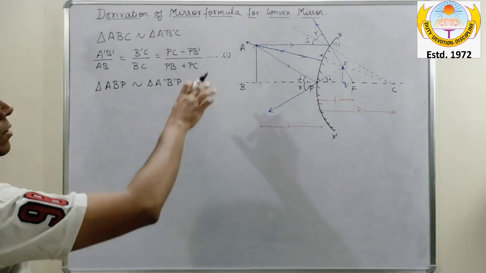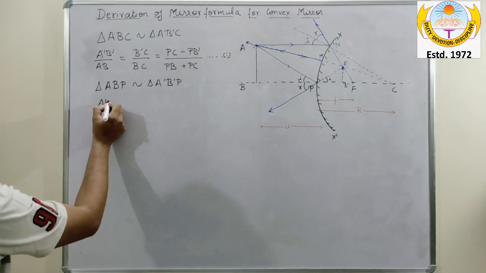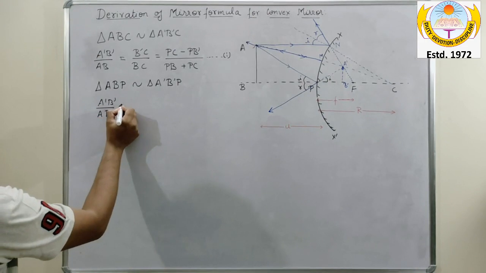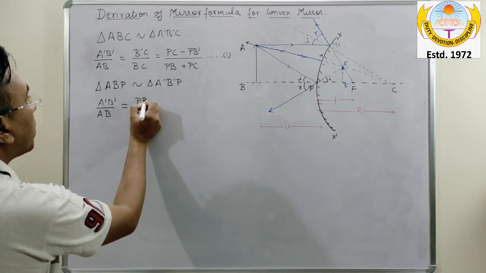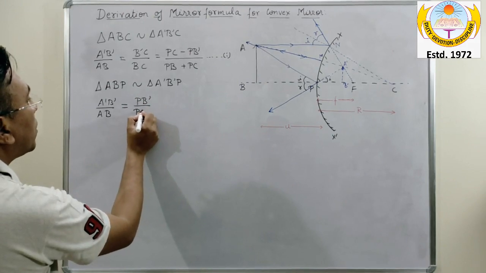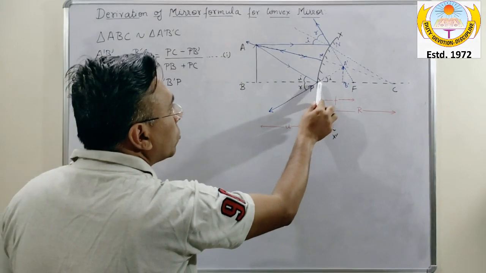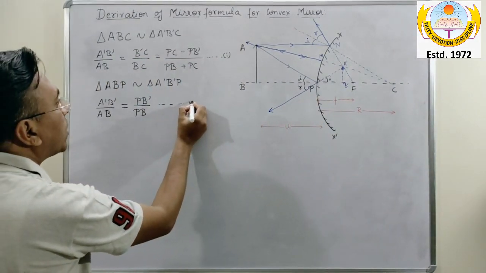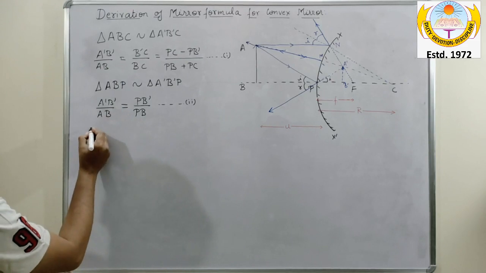Now again, what we can do is write the ratios of the two sides. That is A dash B dash upon AB. This will be equal to PB dash upon PB. A dash B dash upon AB equals PB dash upon PB. Now say this is equation number 2. Now if we see these two equations, we can directly equate them.